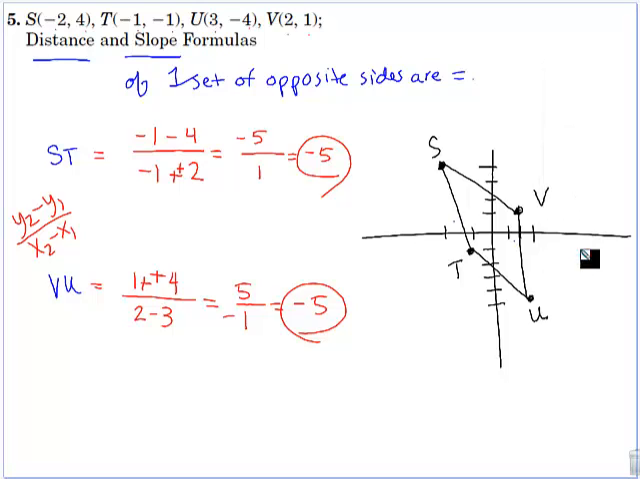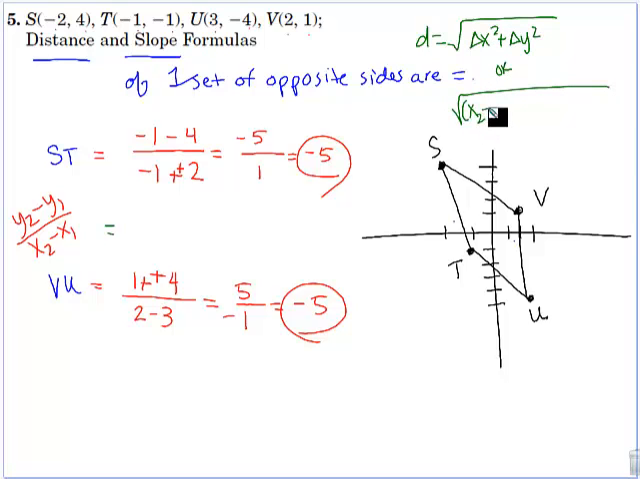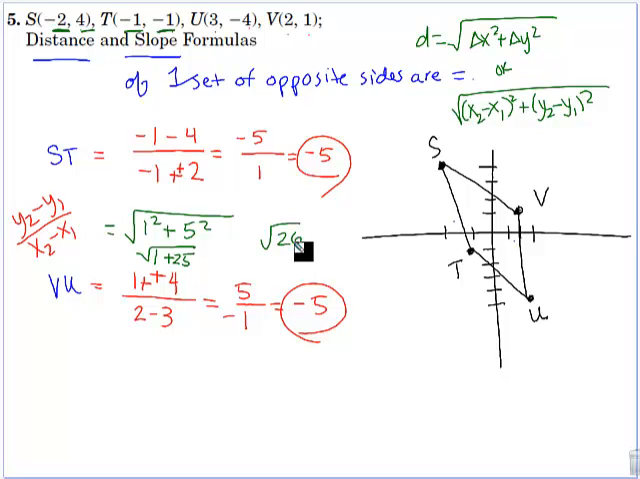Now we have to show that they have the same distance. So distance formula: your change of x squared plus your change of y squared. Or you can look at the x2 minus x1 squared plus y2 minus y1 squared. So from S to T, our change of x from -2 to -1 is 1, so 1 squared, plus our change of y from 4 to -1 is 5, so 5 squared. 1 squared is 1, 5 squared is 25. 1 plus 25 is 26. So the distance from S to T is the square root of 26.